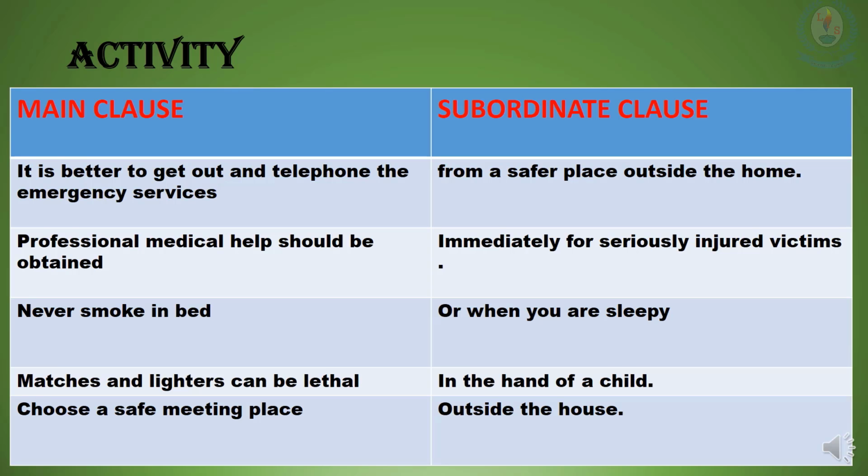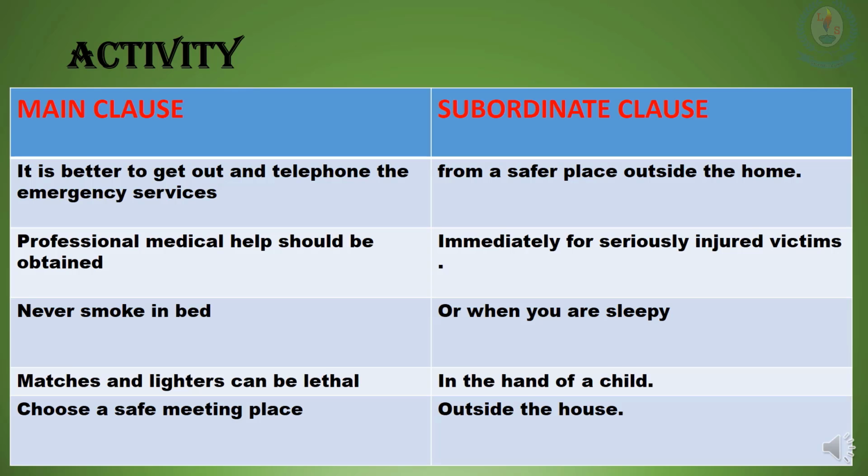In these sentences, children, I will choose the fourth sentence. Matches and lighters can be lethal in the hand of a child. In this sentence, in the hand of a child comes in the first part as the subordinate clause. Then you have to add a comma. Then you have to write matches and lighters can be lethal. But in the hand of a child is exactly the subordinate clause in your activity. That is why I put it into the subordinate clause.